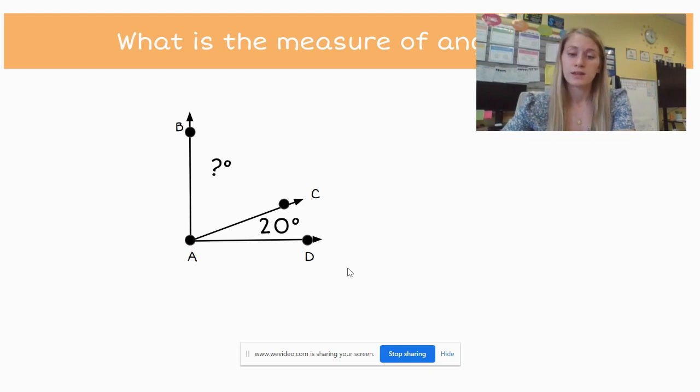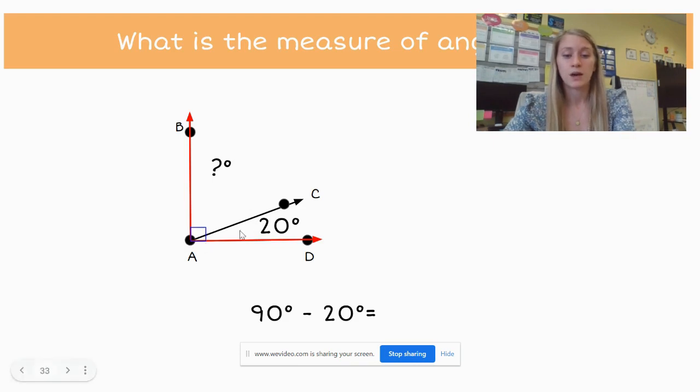Well, the way to think about this is you know what the total measure of this angle BAD is. Notice, what is BAD? If you thought it was a right angle, you're correct. Now, a right angle is 90 degrees. So we take our total that we do know, 90, and we subtract the other piece of information they gave us, which is 20. So we can find the difference, and that will give us the missing angle. So we take 90 degrees, the total, minus 20 degrees, the known angle, and we get 70 degrees. That's going to be our missing angle.